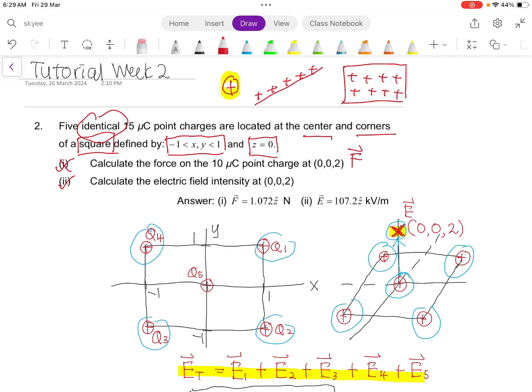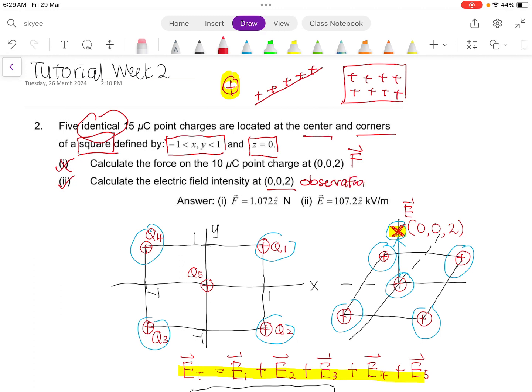We're not going to proceed with these questions, you can try yourself. It's very similar to the solutions that we tried last week in week 1. So we are going to proceed to question number 2, that is to calculate the electric field intensity at (0, 0, 2). This (0, 0, 2) will be our observation point.